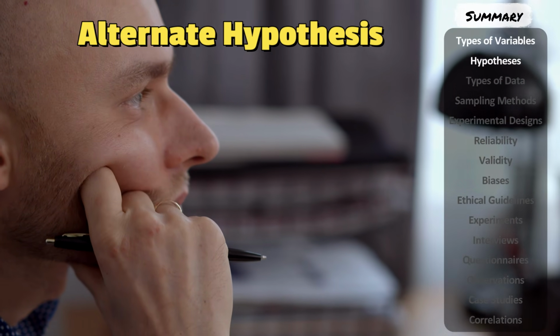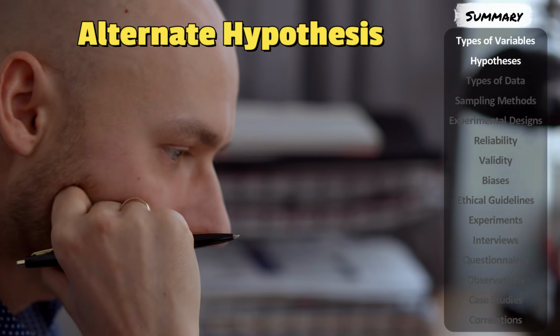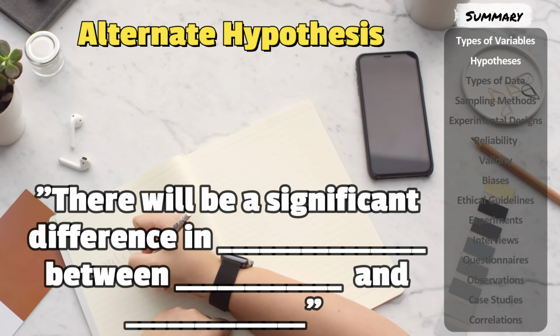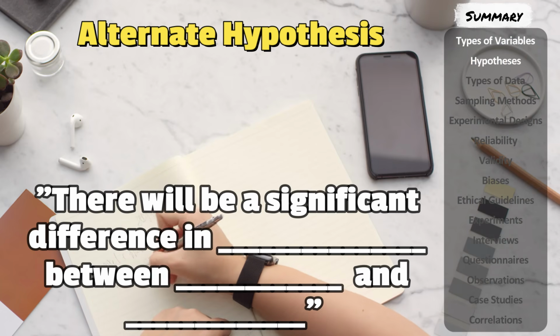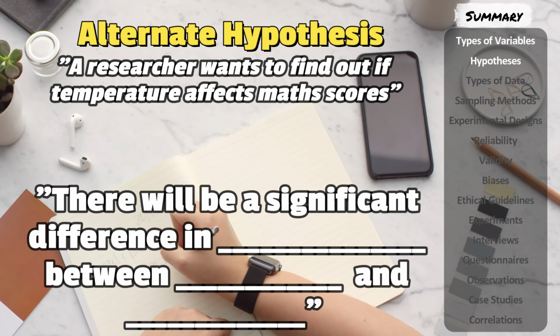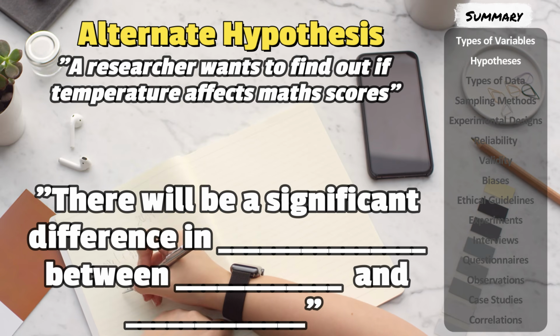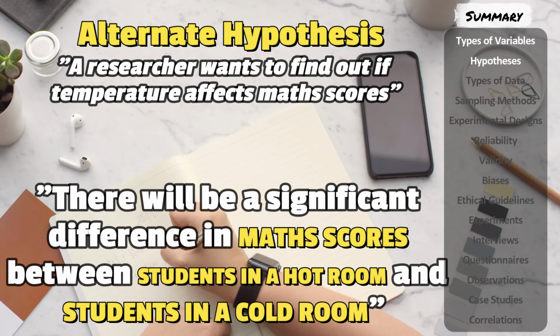An alternate hypothesis predicts that there will be a difference, and you can see a template on the screen. And if you can remember this template whenever you get asked a question about an alternate hypothesis, you'll be well on your way to some marks. Now, let's go back to that study and try and apply it to the research we've had before. Pause the video and try and fill in the gaps for me. And the answers are coming up now. That's how you write an alternate hypothesis. There will be a significant difference.